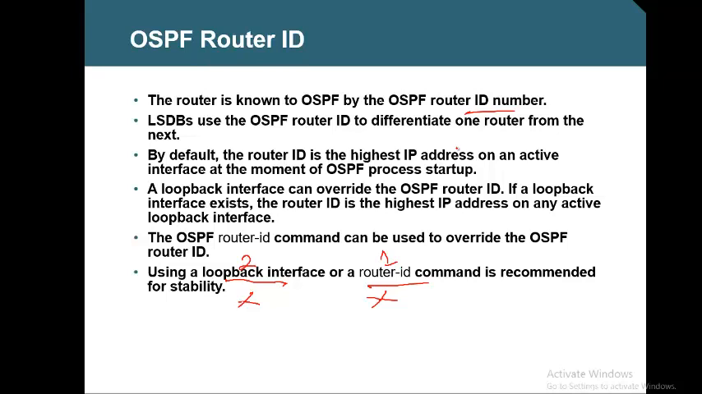Now, if I don't have a loopback interface, only then it will compare the highest IP address on the physical interface and take that as the router ID.